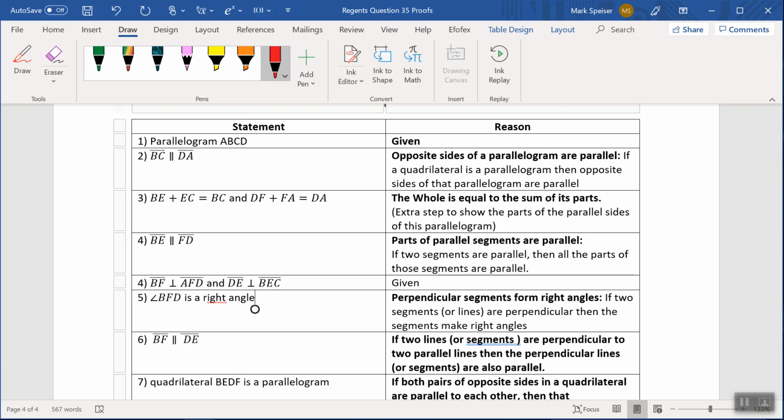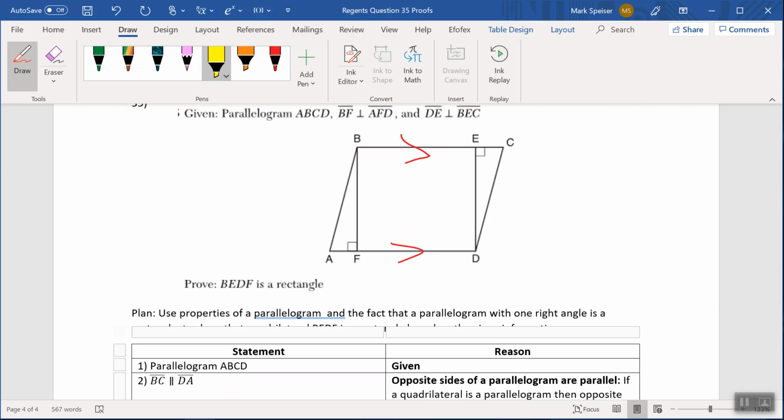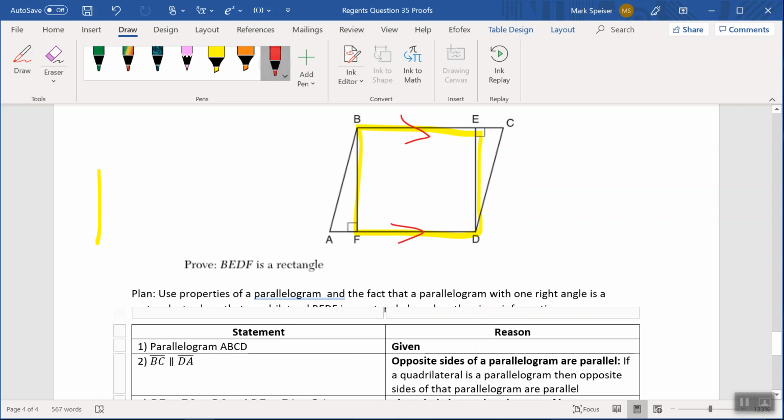Step 7. Quadrilateral BEDF, just in the middle, is a parallelogram because if both pairs of opposite sides of a quadrilateral are parallel to each other, then the quadrilateral is a parallelogram. We just proved that those two sides are parallel and that these two sides are parallel, and we're using the fact that right here it's a right angle. So we have a parallelogram with one right angle.